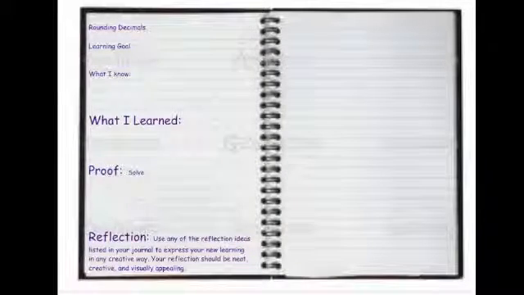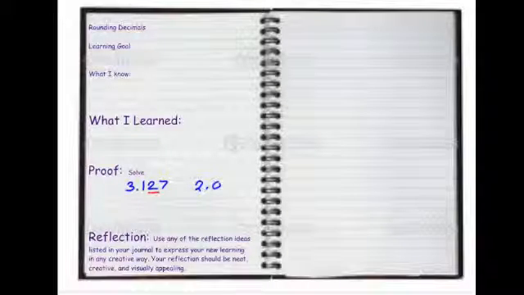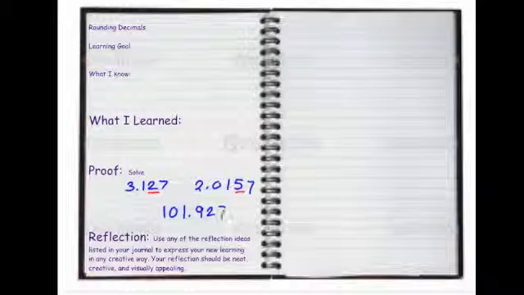Your practice for today, let's round a couple of problems here. 3 and 127 thousandths. And we can round that to the hundredths place. 2 and 157 ten-thousandths, and we'll round to the thousandths place. And one more for good measure, 101, rounding to the tenths place.